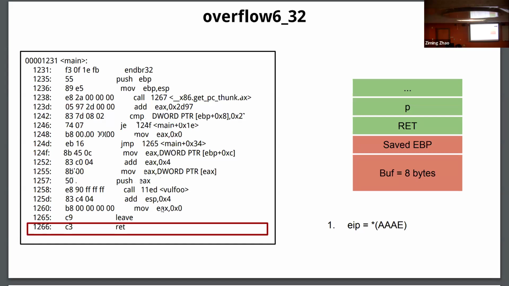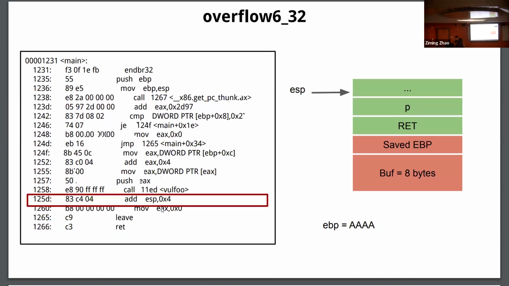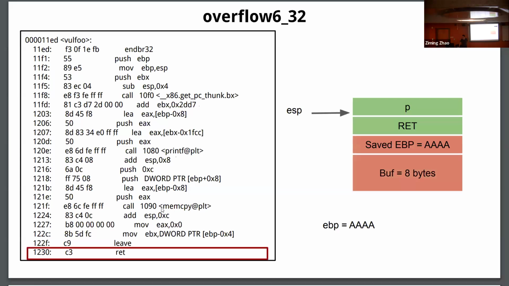There are many places we can control. Go ahead. Why don't we overwrite the return address? Because the vulnerability, the bug here, will not allow us to do that. The bug only allows us to overwrite 12 bytes here. The bug only allows us to write here, not here.